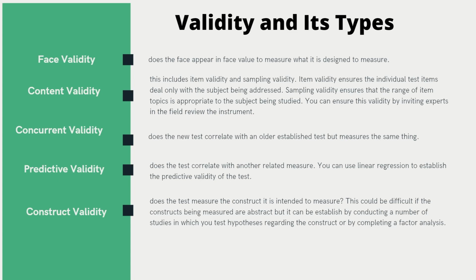The construct that you want to measure includes, for example, intelligence, right? So that is a very abstract idea. To ensure that there is construct validity, you can conduct more research regarding this and then test your hypothesis regarding the construct by completing a factor analysis, right? So concurrent validity, predictive validity, and construct validity are usually not included in establishing your research validity. However, face validity and content validity are really very important factors that you need to validate, right?